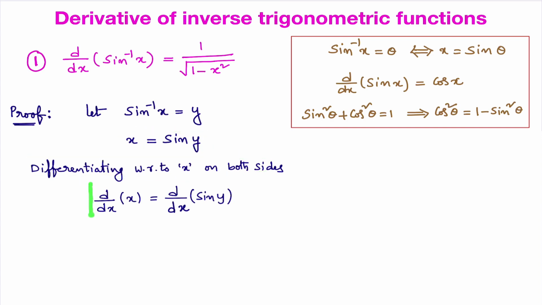Now, you observe this one. I need to differentiate this d by dx of x. From the beginning onwards, I am saying that we will use this very frequently. You need to memorize this. D by dx of x is 1. Derivative of x with respect to x is 1.